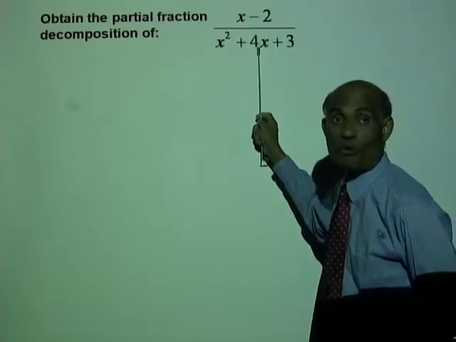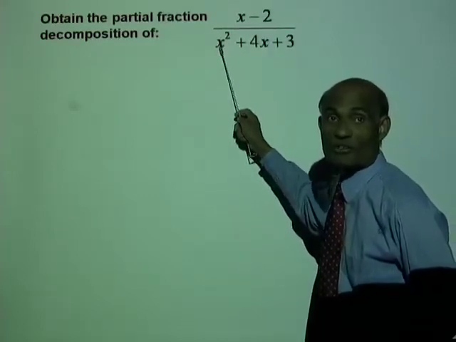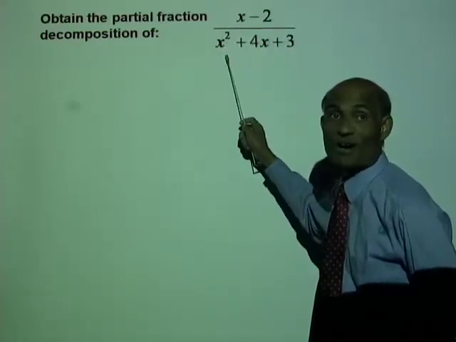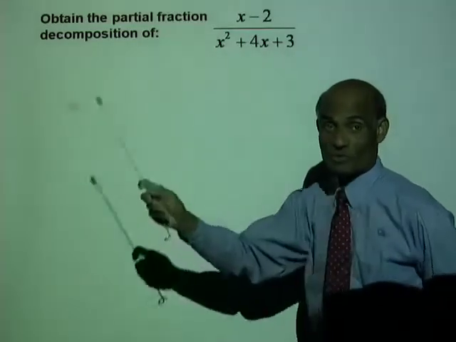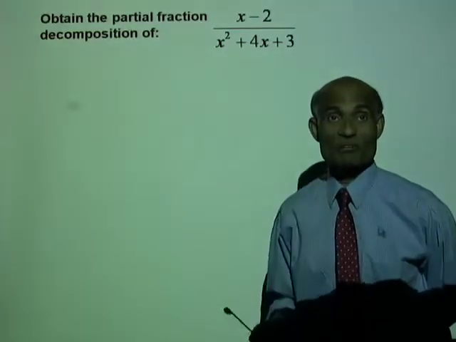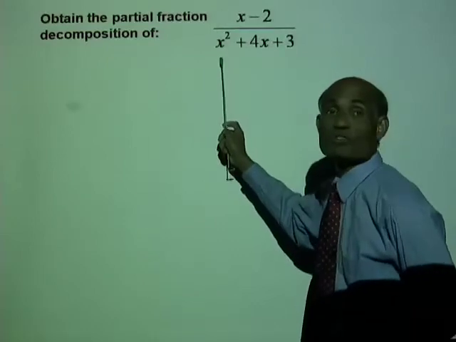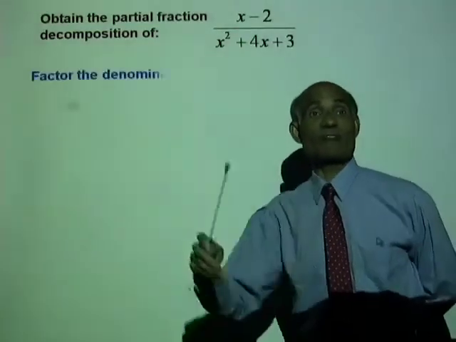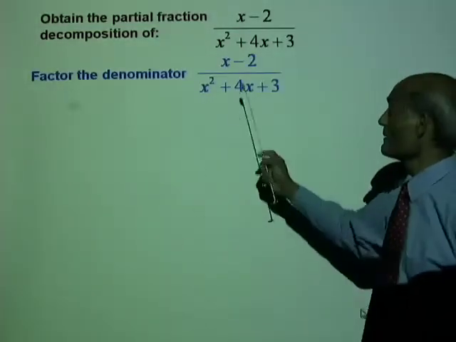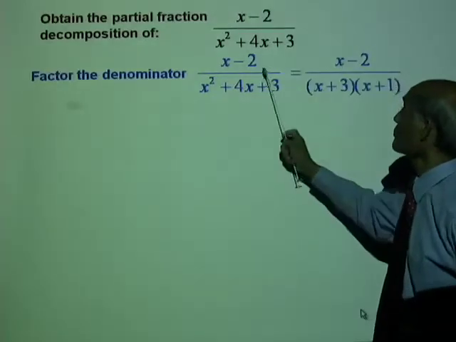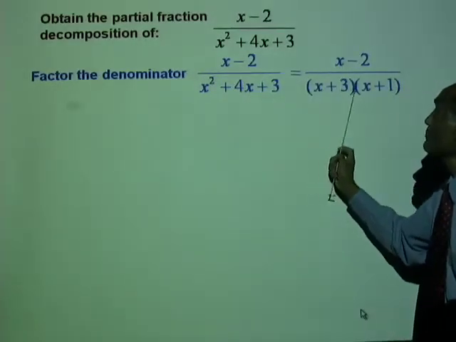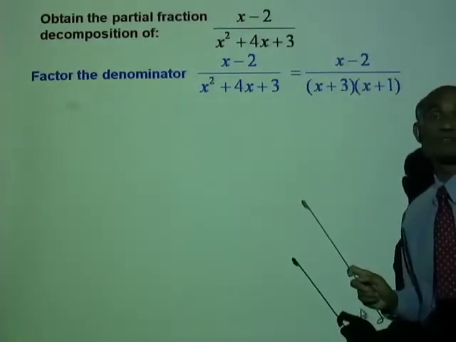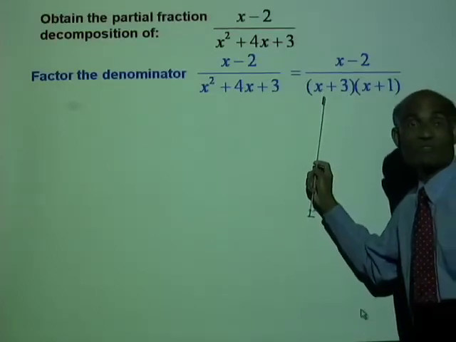Middle term is 4x. Now, if you factor it as x plus 3 times x plus 1, I'm sure you are well versed in the art of factoring. You can factor this into two linear factors. That's right. This will be x minus 2 over x plus 3 times x plus 1. Now, this makes it simple.